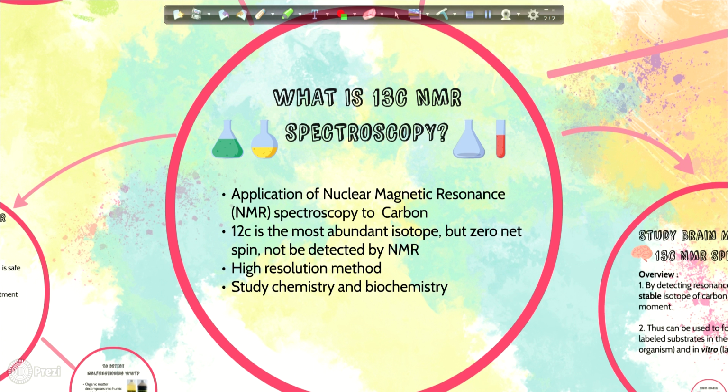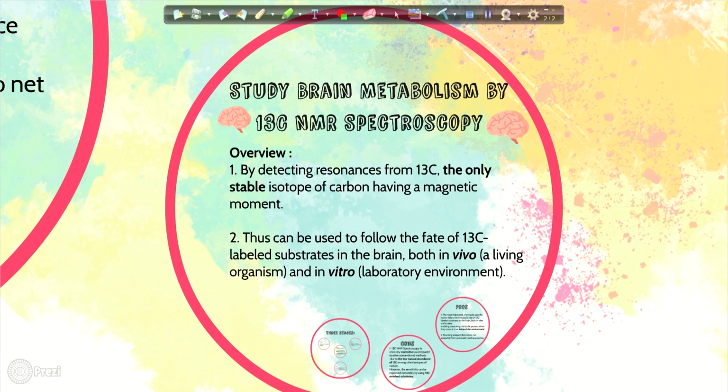Although carbon-12 is the most abundant isotope, it has zero net spin and will not be detected by NMR. Hence, carbon-13 is used. Moreover, carbon-13 NMR spectroscopy is a high-resolution method to study chemistry and biochemistry. Now to talk about the use of carbon-13 NMR spectroscopy to study brain metabolism.